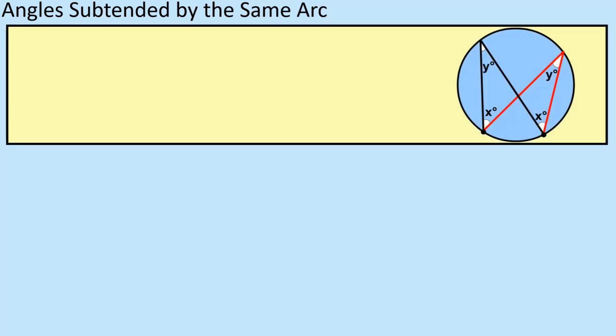So, angles subtended by the same arc. What we've currently got here is two points on a circumference, and two points, and then another two points. So basically four points on the circumference, and you've got this kind of bow tie looking shape. None of it goes through the center or anything like that. We're not really bothered about that.